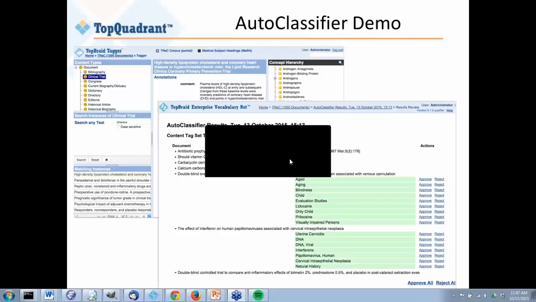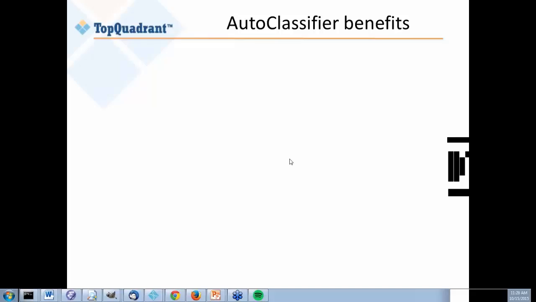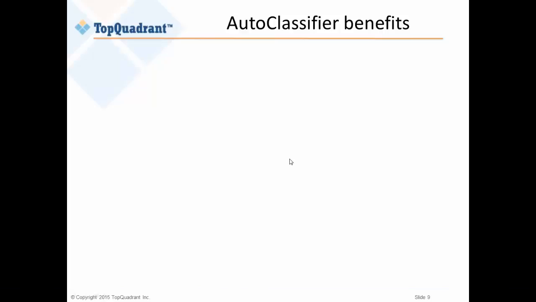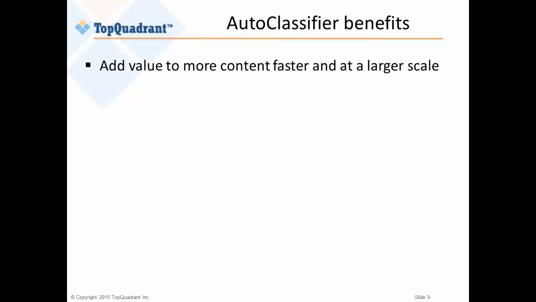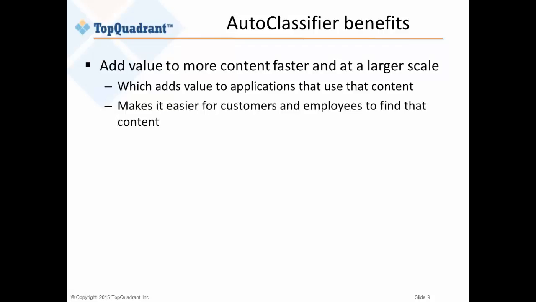Okay, so I was going to review some of the high-level benefits of Autoclassifier, and then we'll have time, we can stay a little past the half-hour mark to take some questions. So the key benefit of Autoclassifier is that you can add value to more content faster and at a larger scale. This adds value to the applications that use the content, publishing applications, searching applications, things like that. It also makes it easier for your customers, your employees, your coworkers, depending on who's going to be using the content that you're tagging, to find that content.